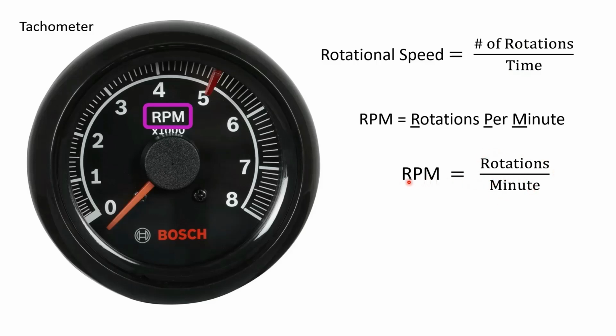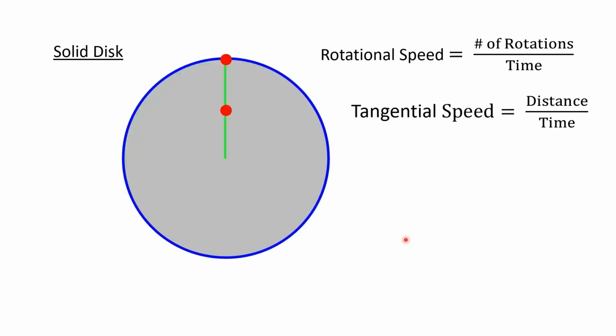So RPM is one way to express rotational speed. We could call that a unit of rotational speed. You might have also heard RPM as revolutions per minute, and that's fine. In this case, they're really saying the same thing. So now we have two different ways of describing the motion. We have tangential speed as distance over time and rotational speed as number of rotations per time.